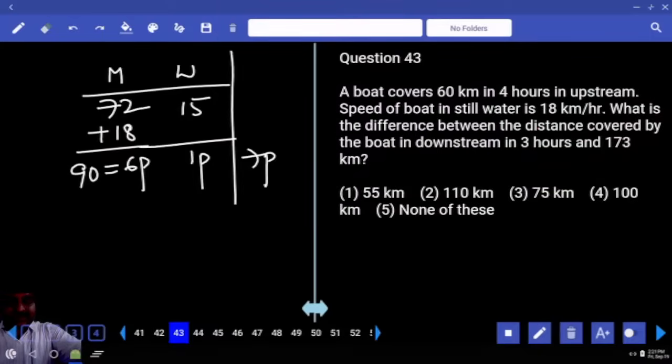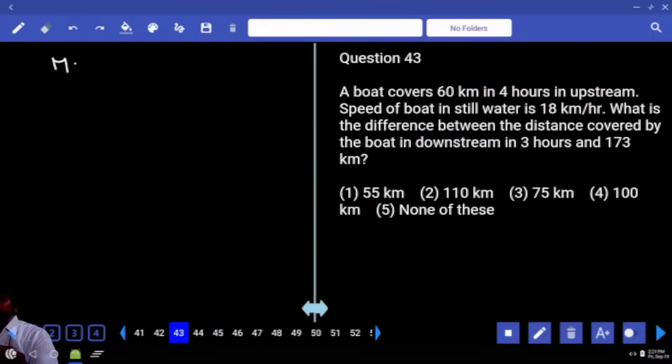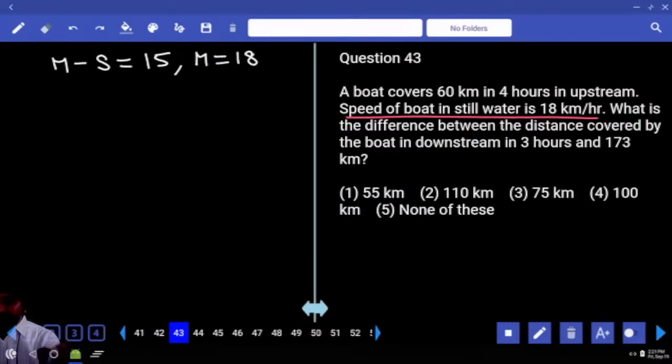A boat covers 60 kilometers in 4 hours in upstream. Then per hour, upstream speed 60 by 4, 15 kilometer per hour. Are you following? Speed of the boat in still water is, if m is equal to 18, m minus s we already know which is 15, then s is equal to 3.